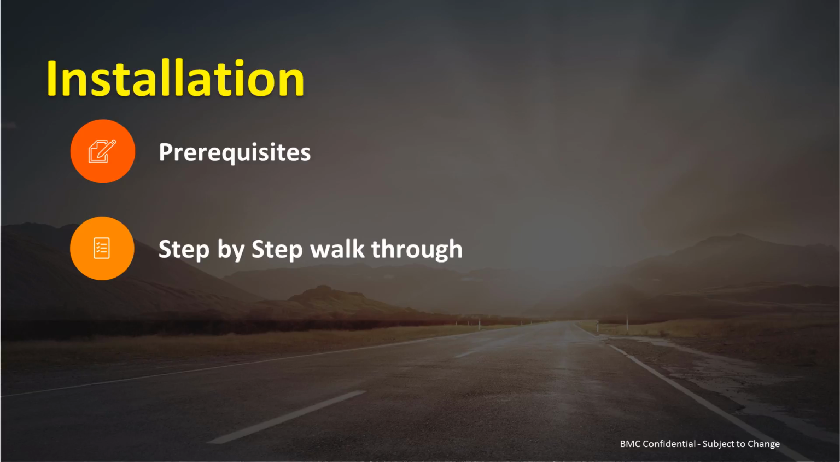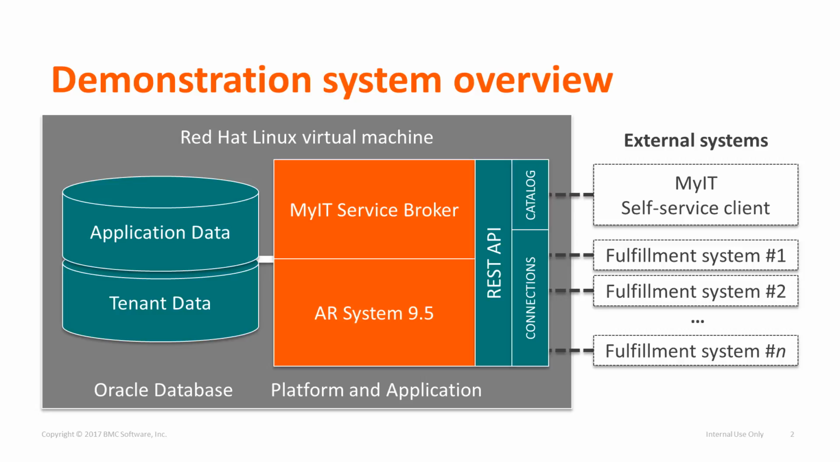So this is the setting. This is the system that we're building today. The gray box is a single machine where we have a database and the AR system application platform and the application itself. So you can sort of see here that the database is separated out into two table spaces.